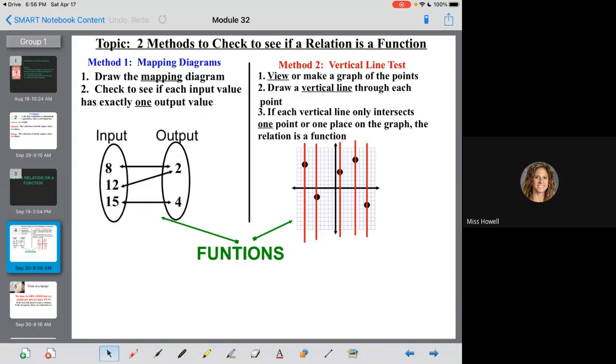All right, both of these tests accomplish the same goal. And the goal is if it passes either of these tests that we're going to look at today, then we have a special type of relation called a function. Or we could describe it as y is a function of x. Those are the same thing. If it doesn't pass the test, then the set of values given to you, either in picture format or number format, are simply just a relation.